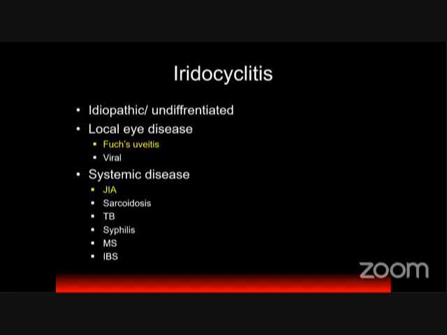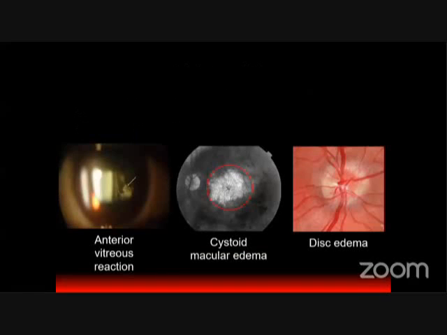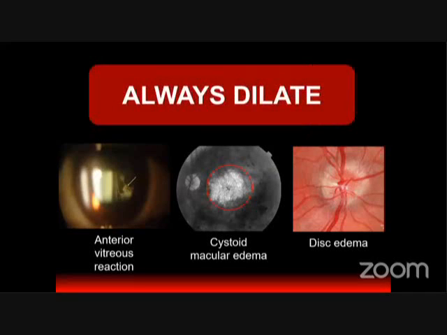And in kids, we should always look for JIA. I would like to point out that anterior vitreous reaction, cystoid macular edema, and disc edema may occur secondary to chronic iridocyclitis. So I cannot stress that you always, always, always have to dilate at least one eye.